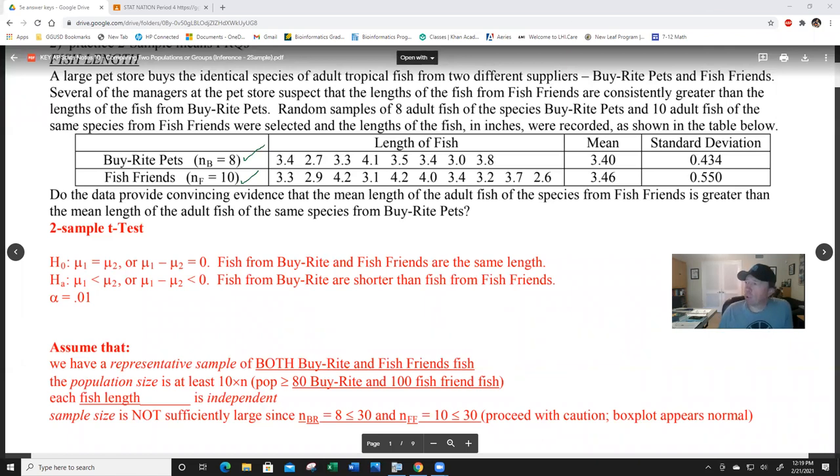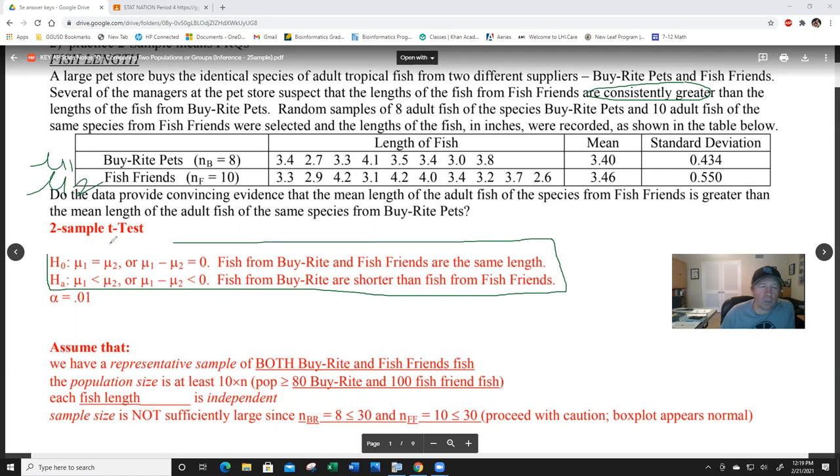Okay, now we're just gonna label this the way it's labeled here. So by rights, I'm gonna call Byrite mu one, and Fish Friends we're gonna call mu two, just the order that it is. And they suspect that Fish Friends are bigger. If Fish Friends are bigger, then the Byrite fish are smaller, okay? So this is what I've done with my H0 and HA, okay?